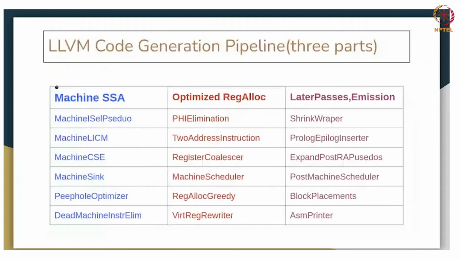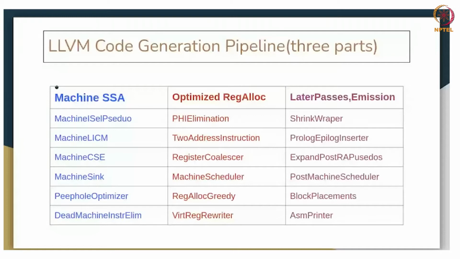So here, the LLVM Code Generation Pipeline has three parts from a high level. First, machine SSA, like machine instruction selection. Machine LICM is loop invariant code motion. Machine CSE is common subexpression elimination. Then the peephole optimizer, dead machine instruction elimination, which is something similar to dead code elimination.